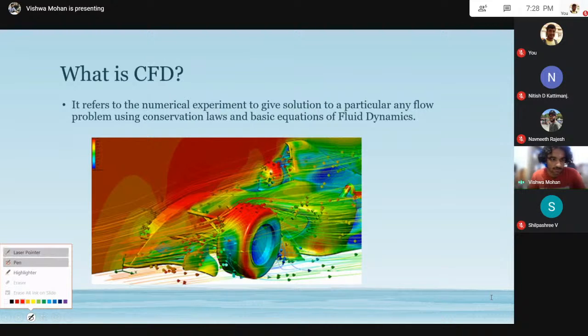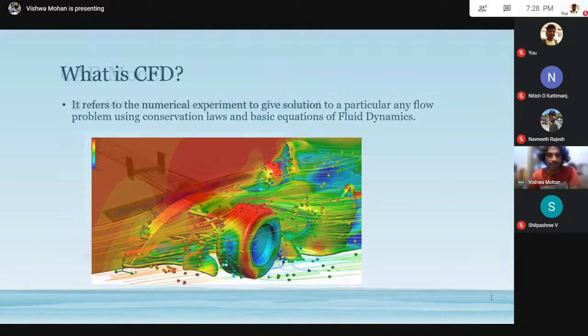Let me use the laser pointer. So it looks pretty cool, yeah. This is what gets a lot of people interested. So we'll look into that.